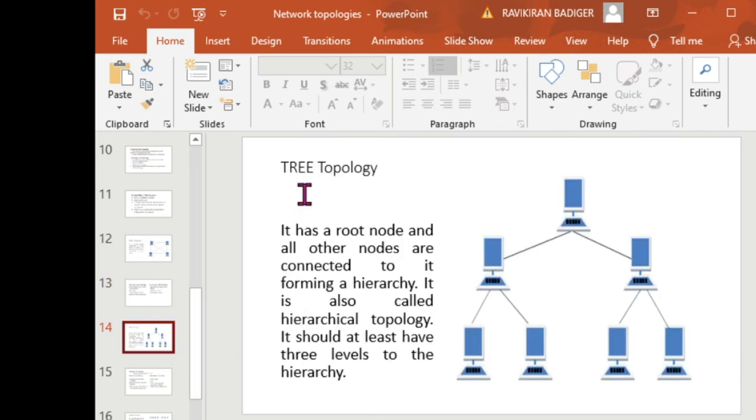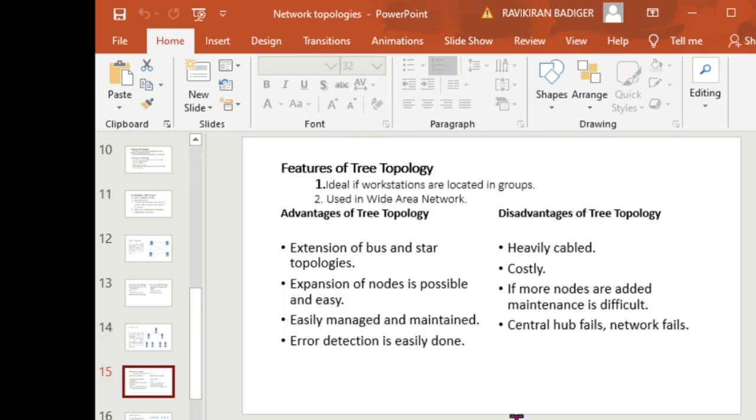Tree topology. It has a root node, and all other nodes are connected to it to form a hierarchy. It is also called hierarchical topology. It should have at least 3 levels in the hierarchy. Features of tree topology: it is ideal if workstations are located in groups, and it is used in wide area networks.